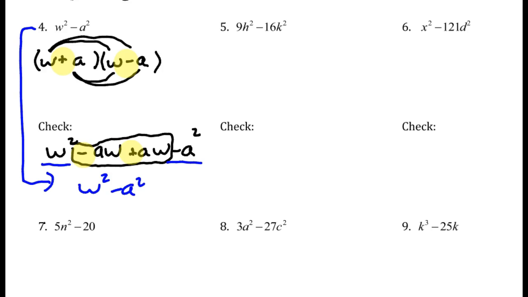All right. Take a look at number 7. Are those perfect squares? 5 and 20. Number 7.